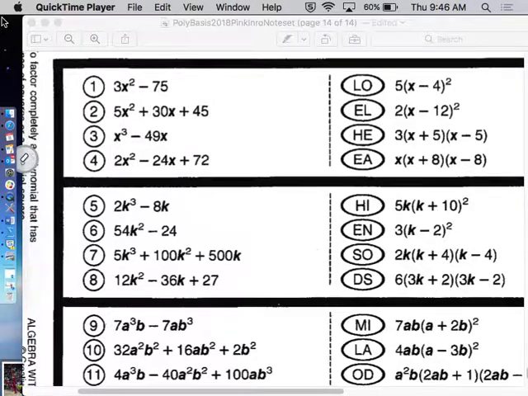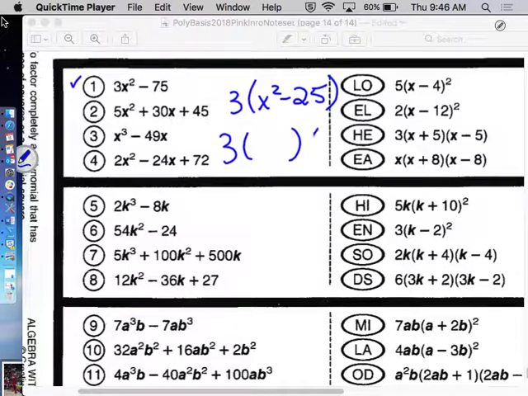So a problem like number 1. Numerically, they share 3. So if I factor out a 3, I'm left with this. And then you recognize that that is a difference of squares pattern. So then you would need to go one more layer. So in order to be completely factored, you would need to break the polynomial down into as many small pieces as possible.